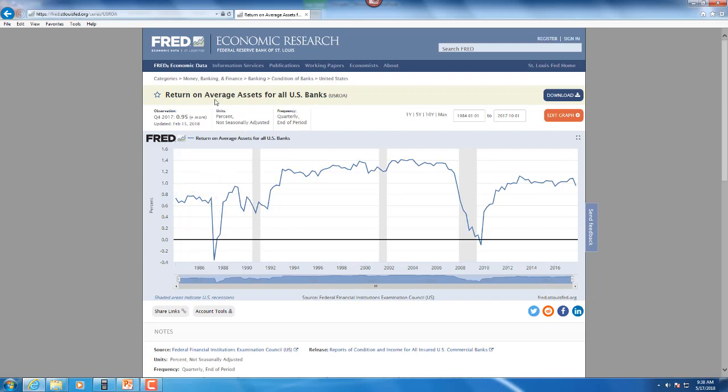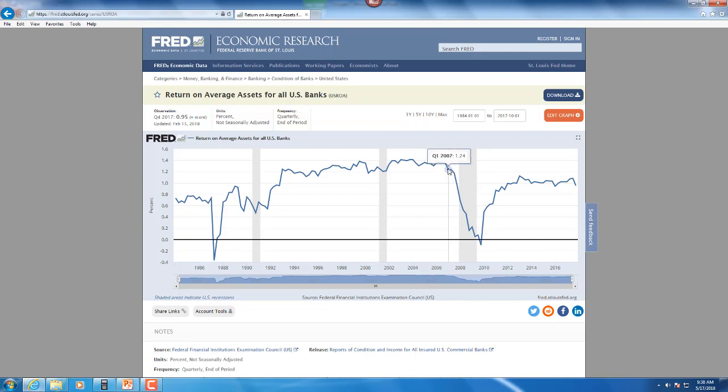This is the return on average assets for all banks in the United States between 1984 and today. Do you see this? It is never really 1% almost until 1994. Then it goes beyond 1. Remember the great time in the 90s? You must have read about how great the 90s were.